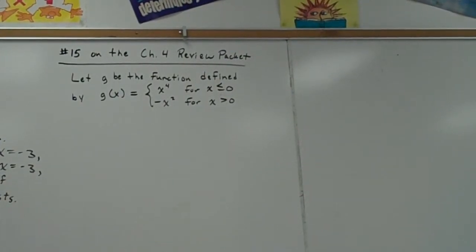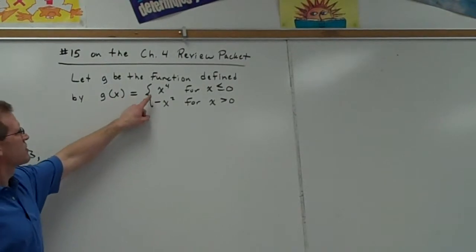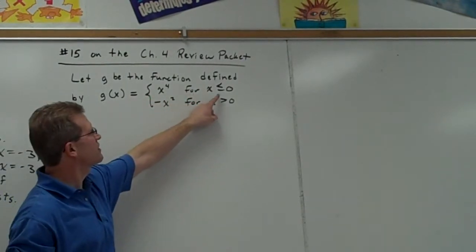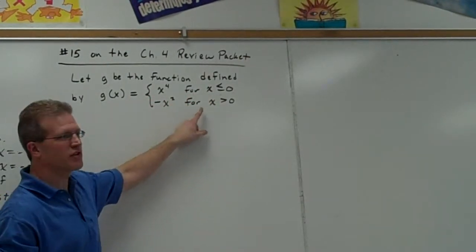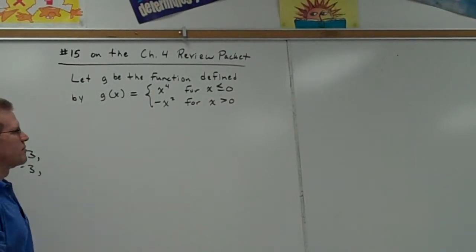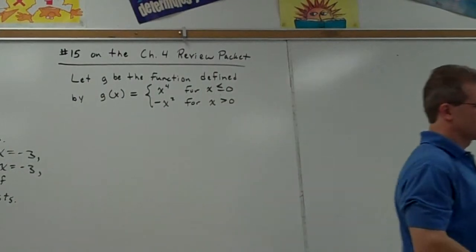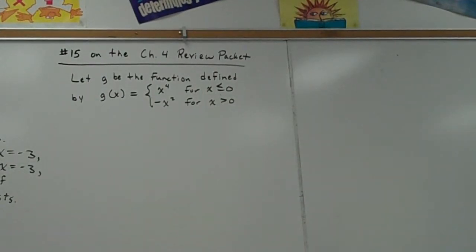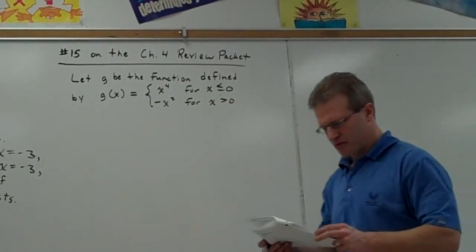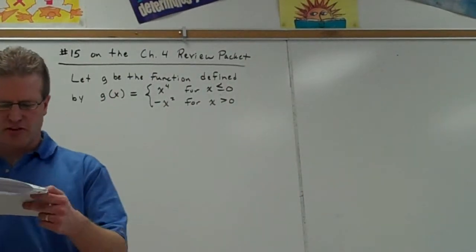Okay, number 15 of the chapter 4 review packet. Let g be the function defined by g of x equals x to the fourth for x less than or equal to 0, and negative x squared for x greater than 0. It's a multiple choice question with several options. Which of the following statements about g is true?